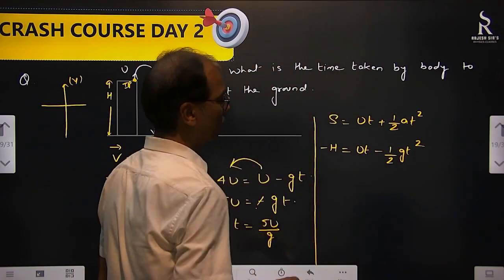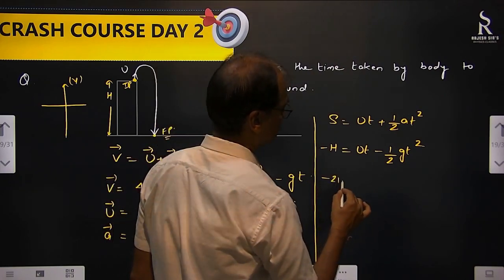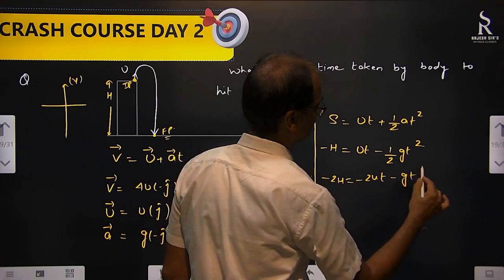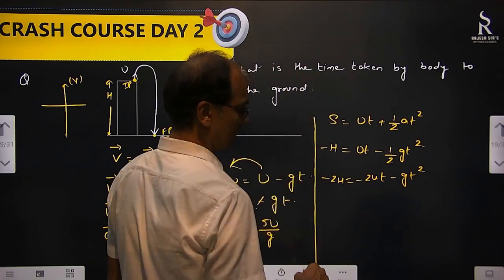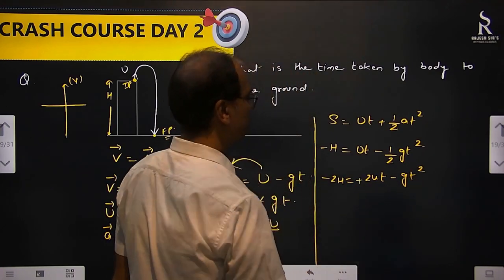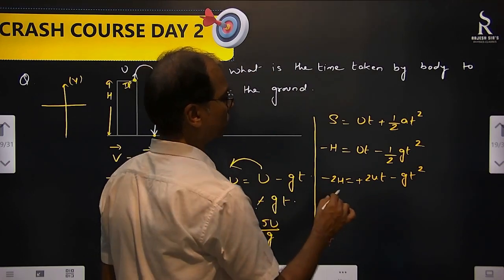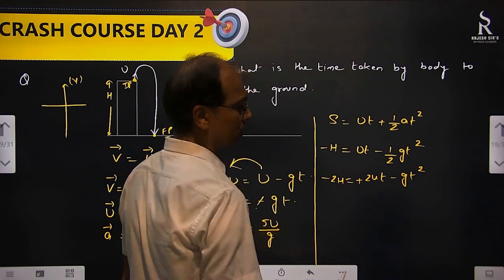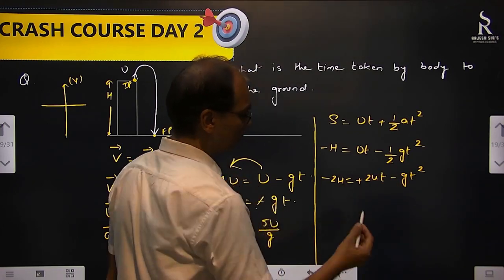Okay, it's a quadratic equation. Minus 2h, minus 2ut, minus gt square. Minus, no, this is plus. Okay, so minus 2h equal to 2ut minus gt square. Now we have to solve it. Okay, quadratic equation is there, so we'll solve it now.